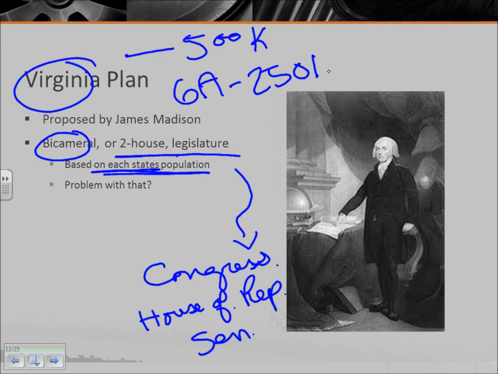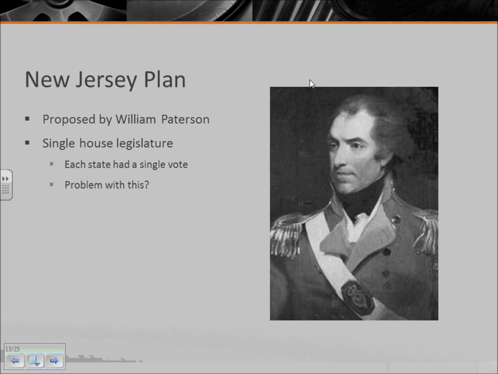Now, another plan that was proposed by William Patterson was the New Jersey plan, and it called for a single house legislature where each state had a single vote. So you have one house, each state has one vote. Do you see any problems with this? I mean, it's very much like the Articles of Confederation activity we did. Very hard to pass anything given the rules.